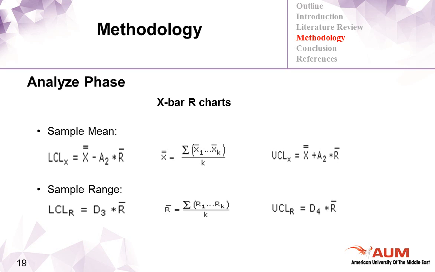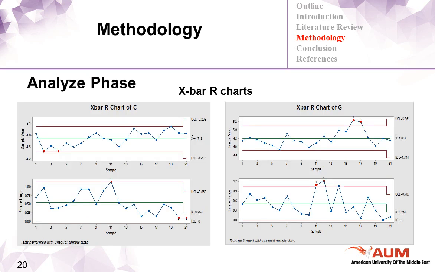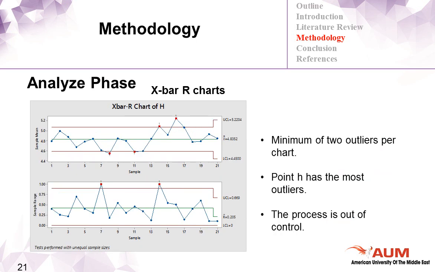We also decided to use XBar charts to check whether the process is currently out of control or in control for the 3 significant points. And these are the equations we used with the help of Minitab to draw the charts. These 2 charts are for points C and G, and from here we can see that there are outliers above and below the control limits, which shows us that the process is out of control and needs improvements. This is also the XBar chart for the 3rd significant point H, and we can also see outliers here. So the process is out of control, and we have to find a solution for this.